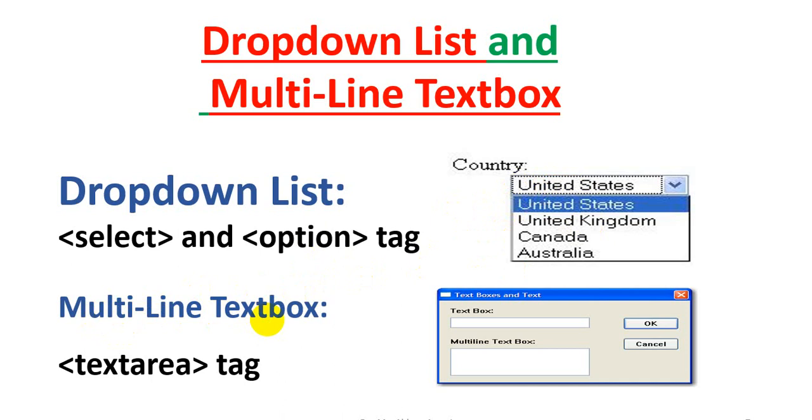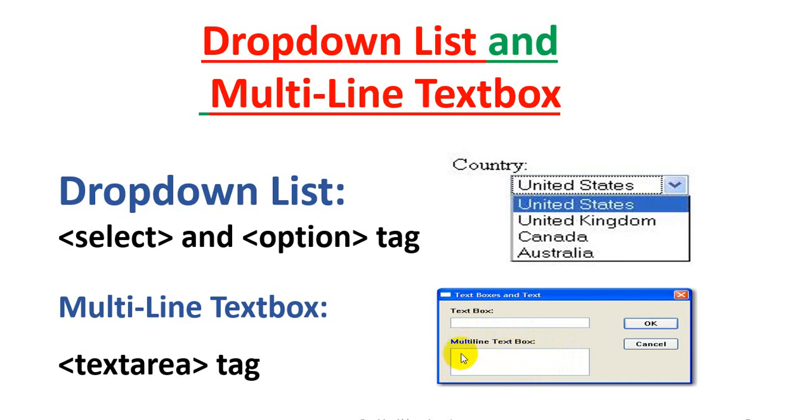More than one. If you want to create a single line text box, for example see this picture, in which we have two text boxes. The upper text box is a simple text box which is created by using input type equal to text, that is the default type. After that, below we see a multi-line text box, which means the size of this box is larger as compared to the text box. In this text box you can insert more than one line.